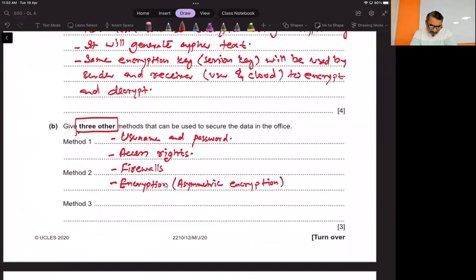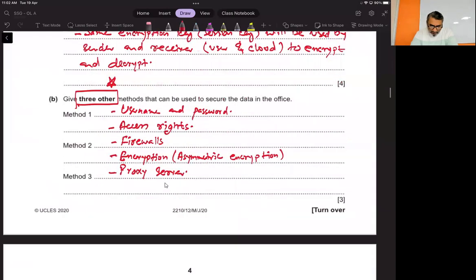I believe we had to write 3. So we had written 4 firewalls. And yes, we have another type of firewall, which is called proxy server. So we can write that as well. They said 3 other. Other means which is not this one.